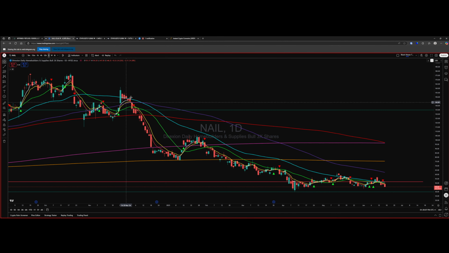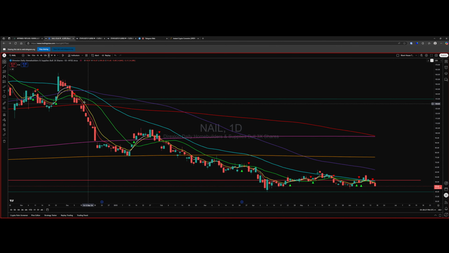What did it do when it tested the 50 for the first time? Failed. What did it do when it tested the 20 for the first time? Failed. Where did they fail to? The 200 MA. Until you gap down and you break the 200 MA, and now all of a sudden you're in bearish territory.